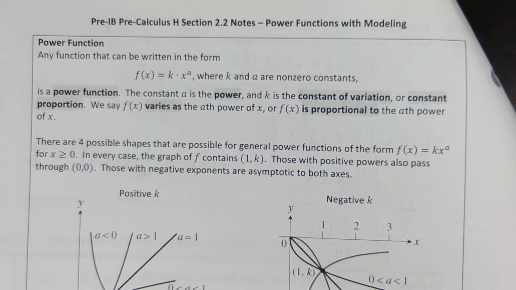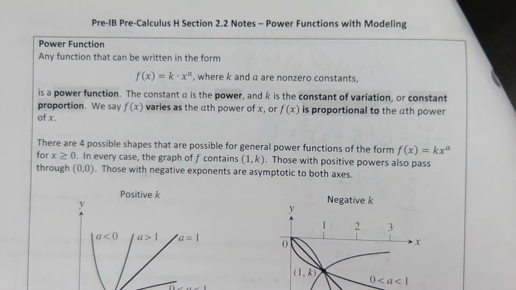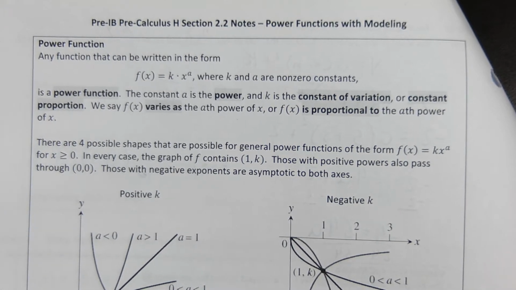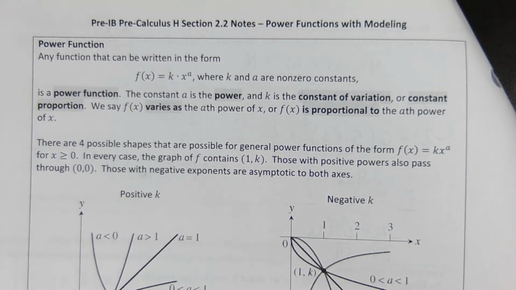We say that f of x varies as the 8th power of x. Or we could say that f of x is proportional. I'll be saying varies. Specifically, varies directly and varies inversely. That's what we're going to be working on. Now, there are 4 possible shapes, if you were going to graph these things, that it could take on. And that's for x's that are positive.